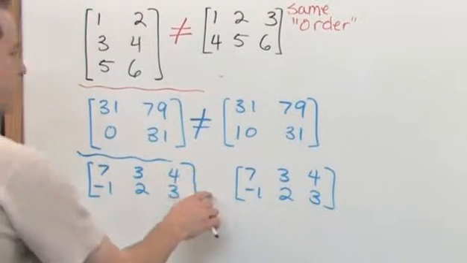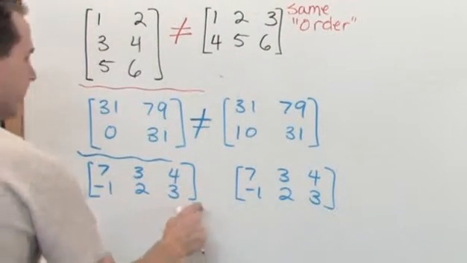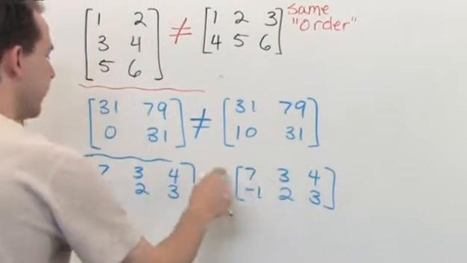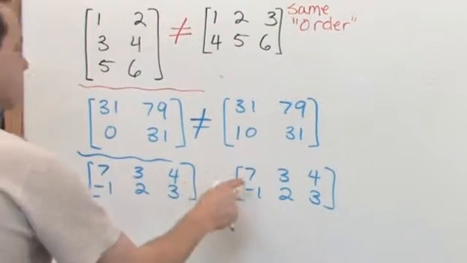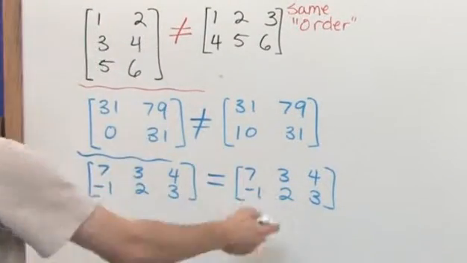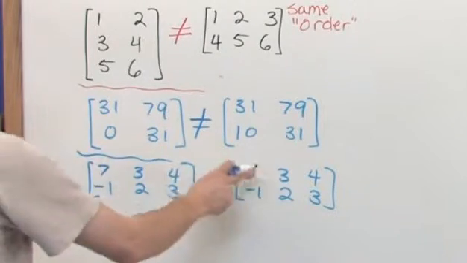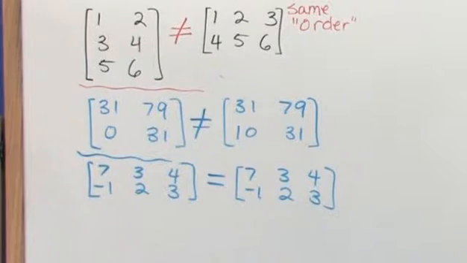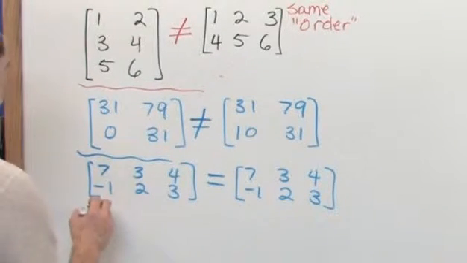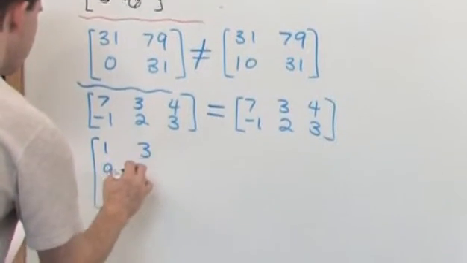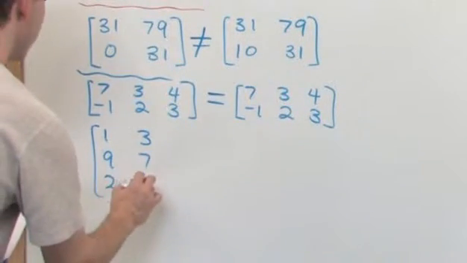Well, they have the same number of rows and columns, 2 rows, 3 columns, 2 rows, 3 columns. 7 matches with 7, 3 with 3, 4 with 4, negative 1 with negative 1, 2 with 2, 3 with 3. Because they have exactly the same size and shape, and every single element is exactly equal to the corresponding element, these two things are exactly the same. They are equivalent. Okay?